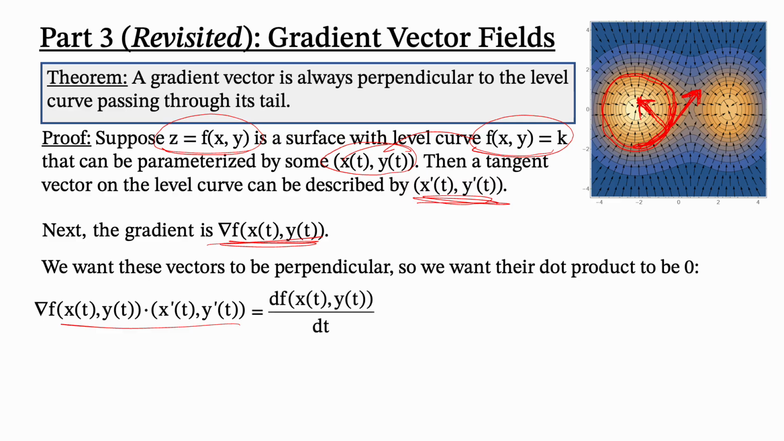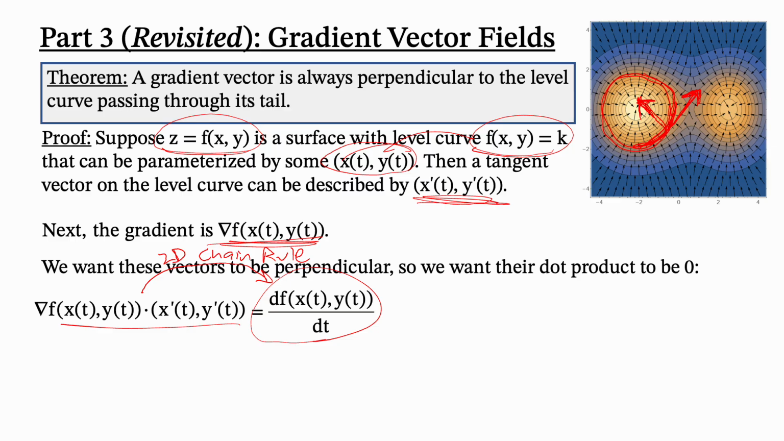Now the 2D chain rule allows us to rewrite that as df dt, df of x of t, y of t dt. That's the 2D chain rule coming in. That's why we're doing this proof now and not before we learned the chain rule. But now let's unpack what this df dt is.